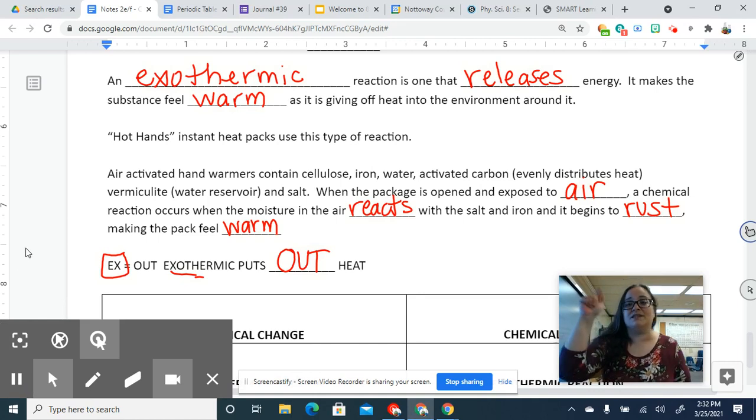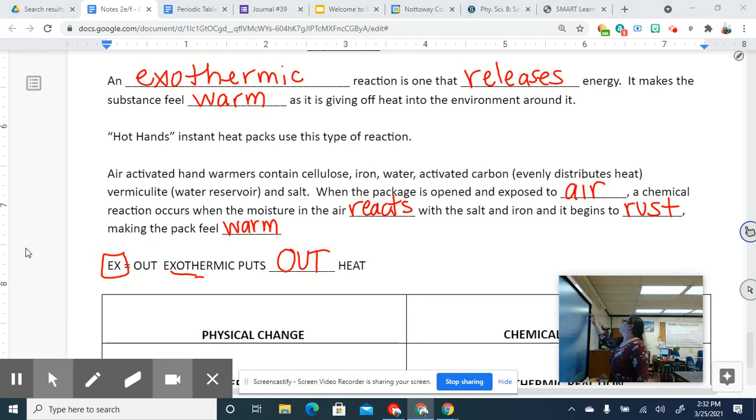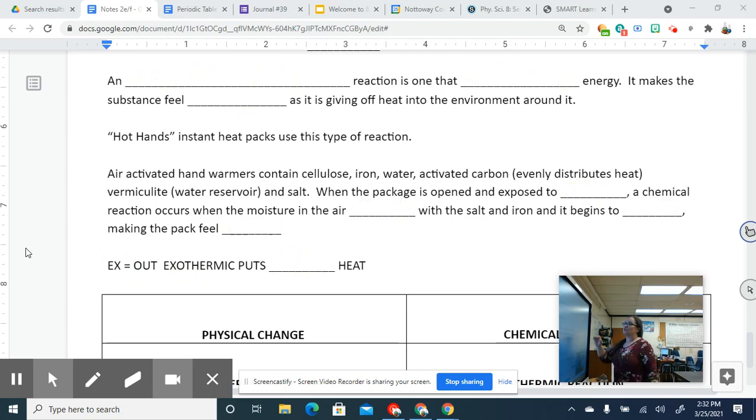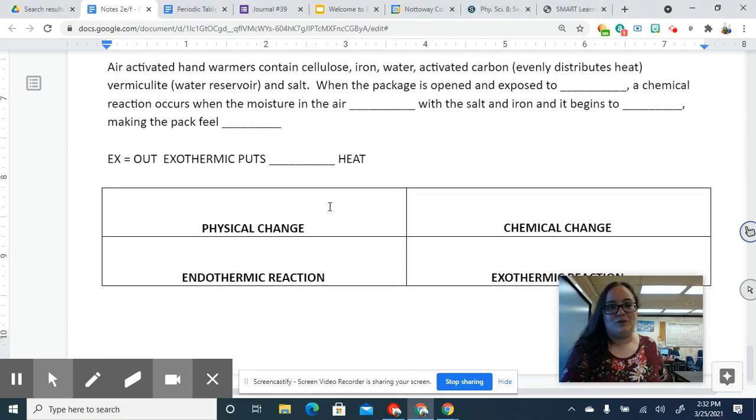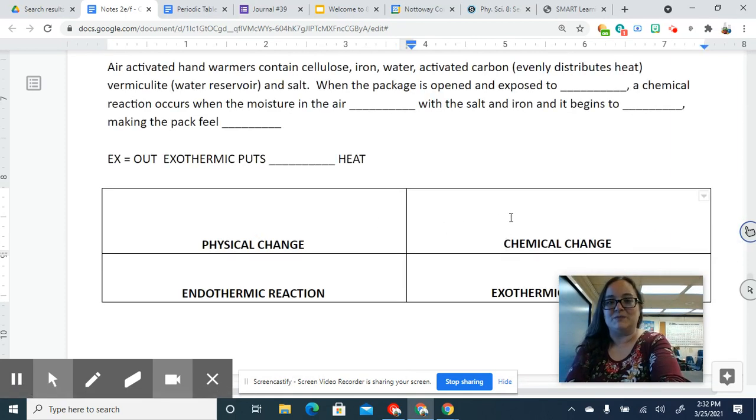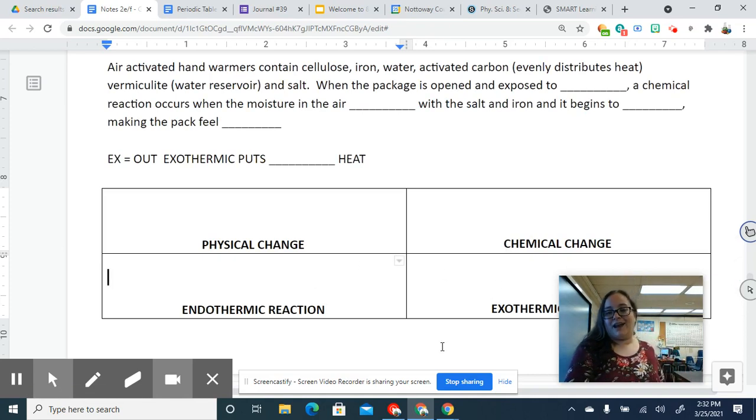All right, so pause, get that stuff written down. Last thing is just a review of what we've been talking about. So normally I would have you draw in these boxes. And if you want to draw on your notebook instead, these are for your notes. But I want you to give me at least one example of physical, one example of chemical, one example of endo, one example of exo.